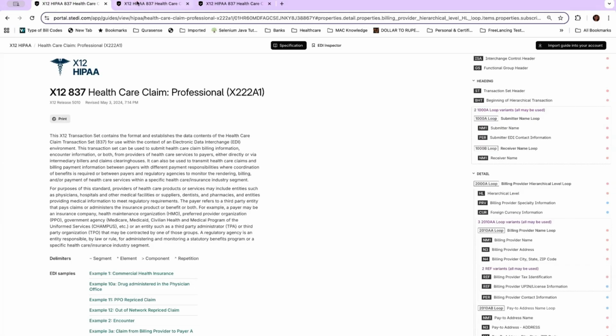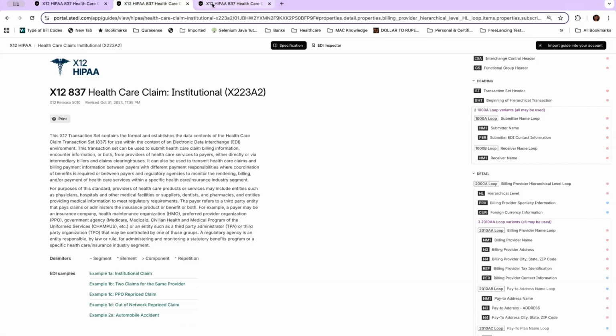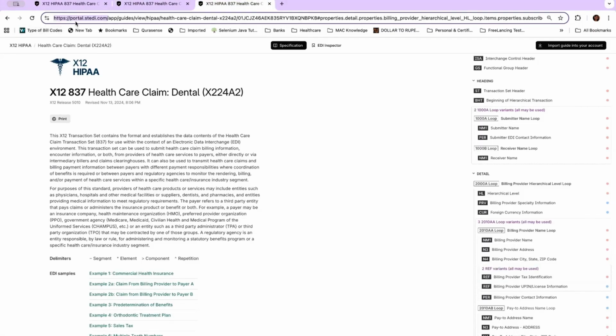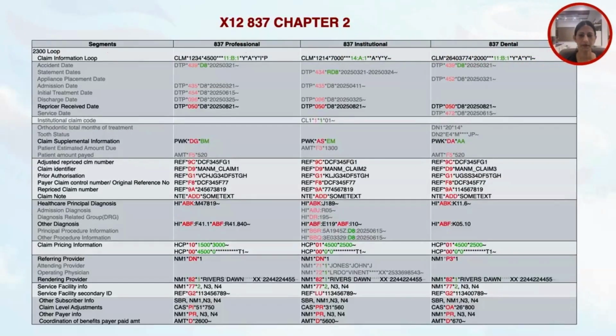This guide that I'll be referencing is the one from the ST EDI portal. Here in chapter 2 again, some important element values are highlighted in red or green. Wherever required, I will talk in detail about these segment values. Then some segments here are written in gray color. They are the ones which are not part of all 3 transaction sets, 837P, I and D. These gray items are available in either 1 or 2 of the 3 transaction sets, but not in all of them.